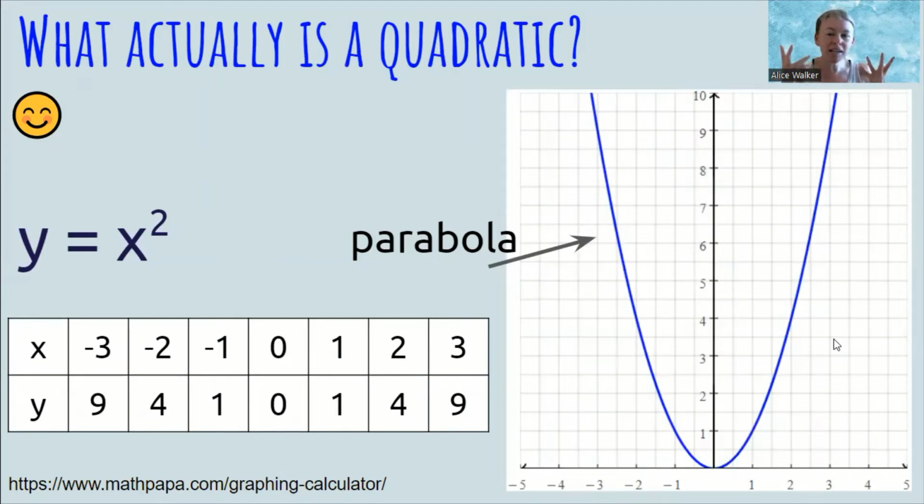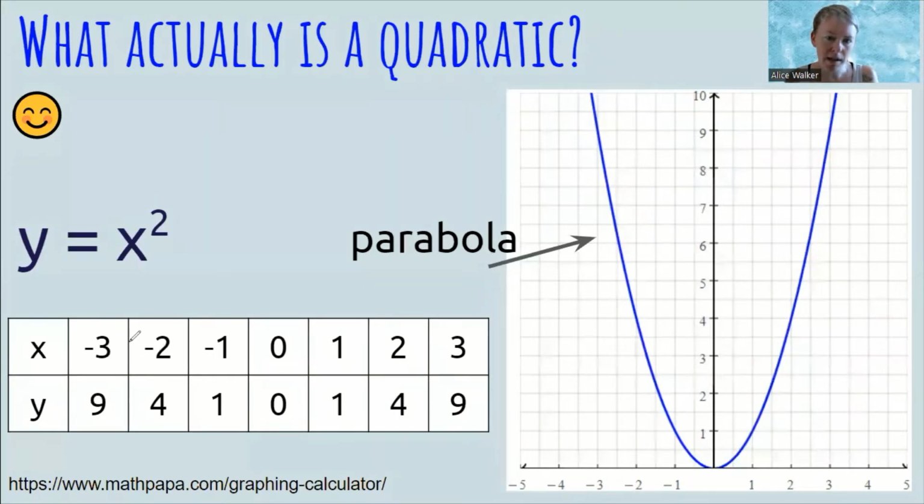What actually is a quadratic anyway? So this is the most simple one. What we've got, if you look to the left there, is y equals x squared. So the numbers on the y-axis, that's the vertical axis, are the square of the numbers on the horizontal axis. You can see I've also done this in a table here.